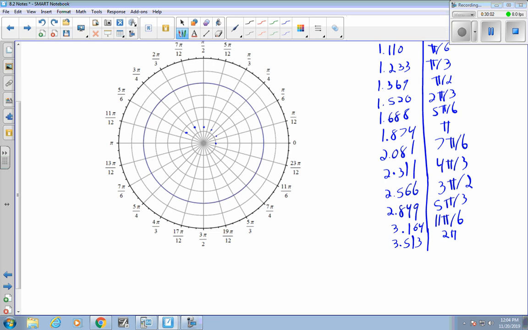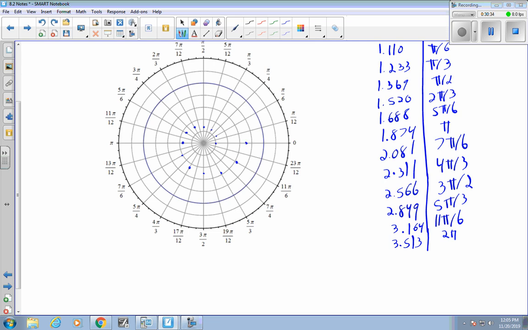Then pi goes even further. Now we're finally past the second level here. 2.3 for 4 pi over 3. So once you get past that first level, it really does start to pick up quicker on the r values. 3 pi over 2 is 2.5. 2.8 for 5 pi over 3. 3.1 for 11 pi over 6. And 3.5 for 2 pi.